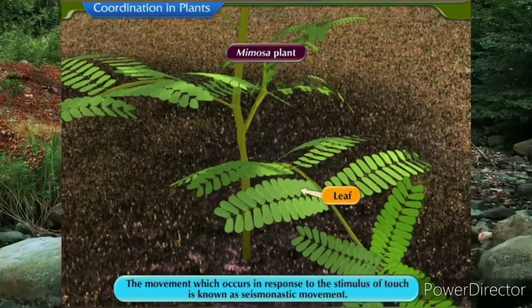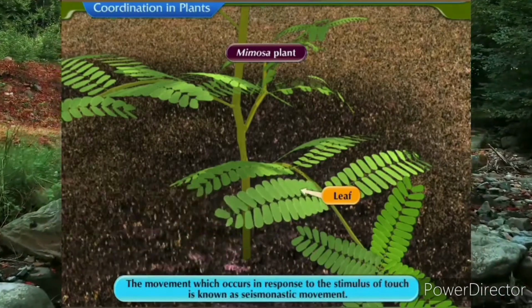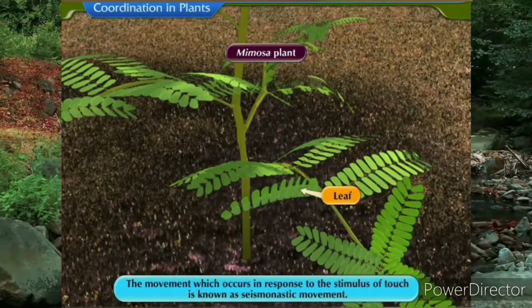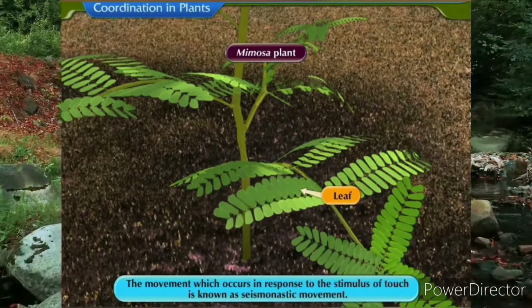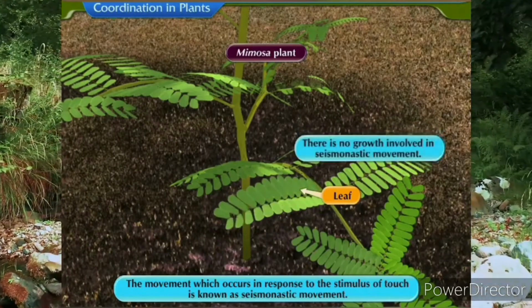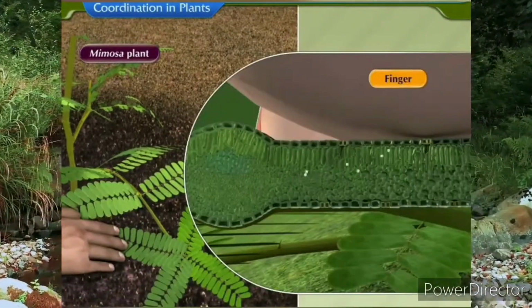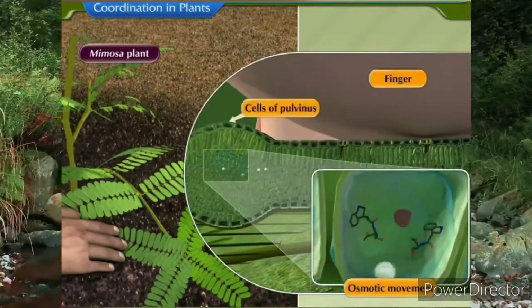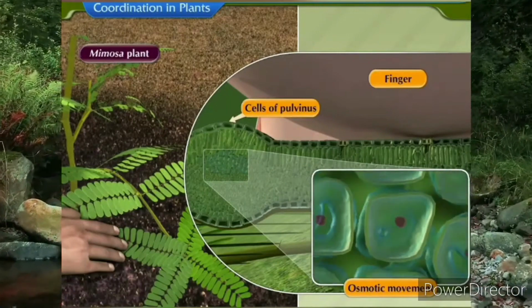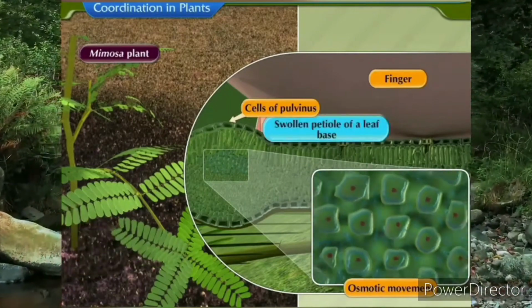This movement, which occurs in response to the stimulus of touch, is known as seismonastic movement. There is no growth involved in this movement. The closing of the leaflets is due to the osmotic movement in the cells of the pulvinus, which is a swollen petiole of a leaf base.